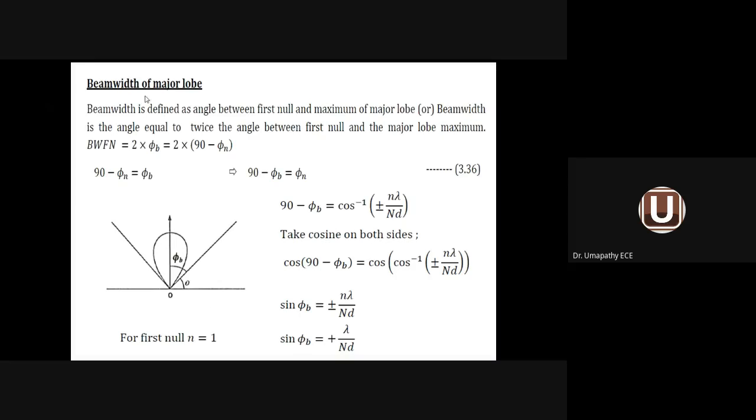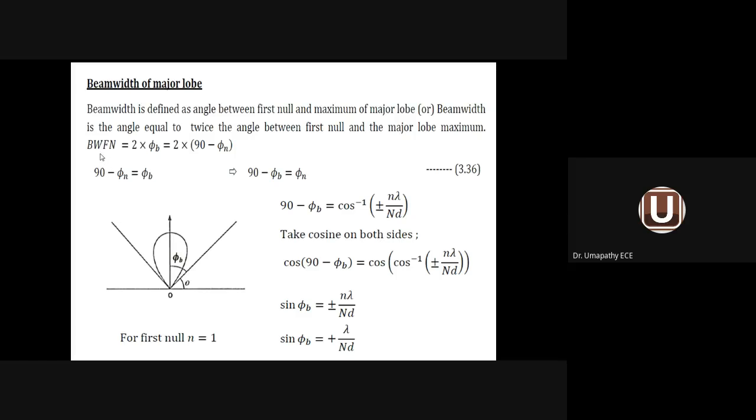So beam width means the angle between the first null and the maxima of the major lobe. So this is the first null line, and this one is the maxima of the major lobe. See, this diagram is the major lobe. This shape is nothing but the major lobe. We are coming across two lines. One is the null point line, another one is the maxima of the major lobe. So the angle between the first null and the maximum of the major lobe is called beam width.